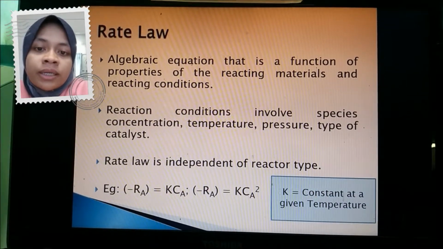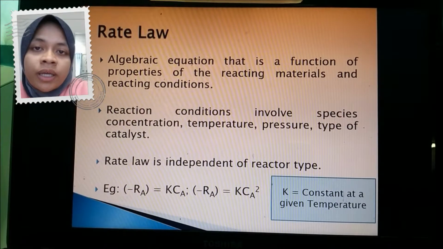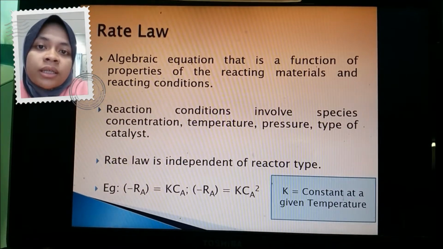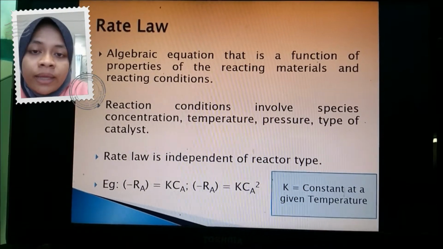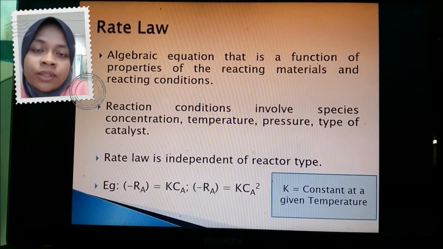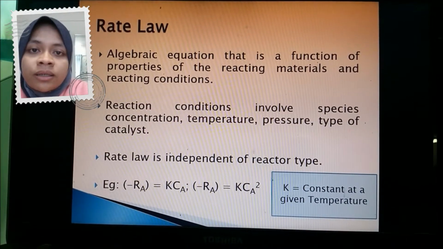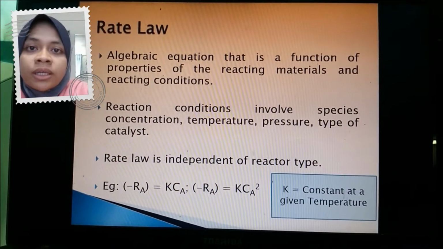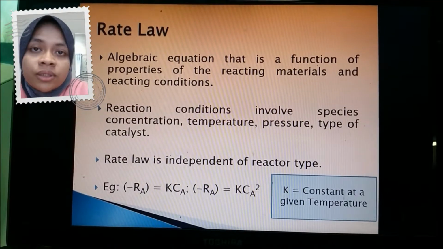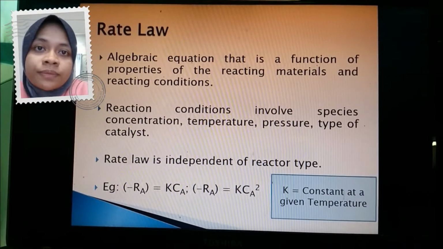And usually, the linear equation that we use is negative RA equal to kCA. Negative RA stands for the rate of disappearance of A, the reactant A. That's why the negative connotation. And k stands for the rate constant that is influenced by temperature. And CA is the concentration of the reactant.